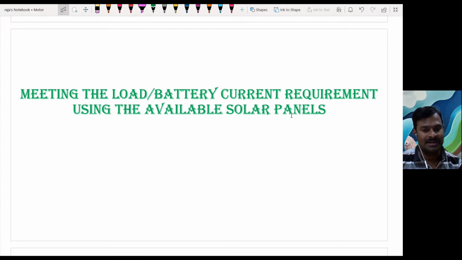So the battery charging time depends upon two factors. One is the ampere hour rating of the battery and the second one is the charging current which is coming from the solar panels. The ampere hour rating is going to be a fixed one once you decide the battery size and the battery bank size.